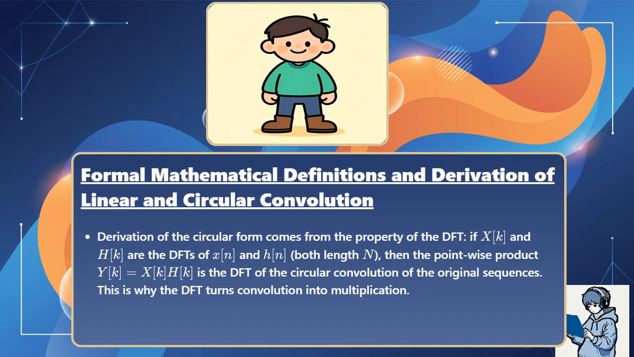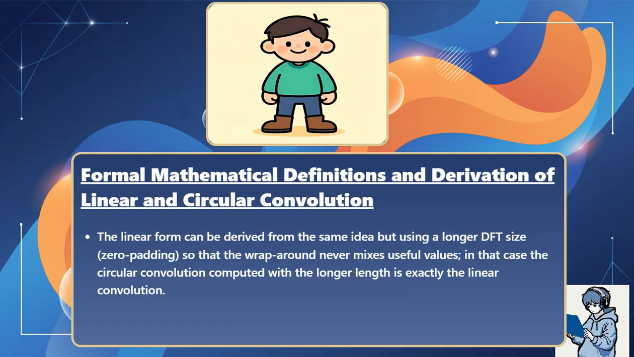Derivation of the circular form comes from the property of the DFT. If X of k and H of k are the DFTs of x of n and h of n, both length N, then the pointwise product Y of k equals X of k times H of k is the DFT of the circular convolution of the original sequences. This is why the DFT turns convolution into multiplication. The linear form can be derived from the same idea, but using a longer DFT size, zero padding, so that the wrap around never mixes useful values. In that case, the circular convolution computed with the longer length is exactly the linear convolution.